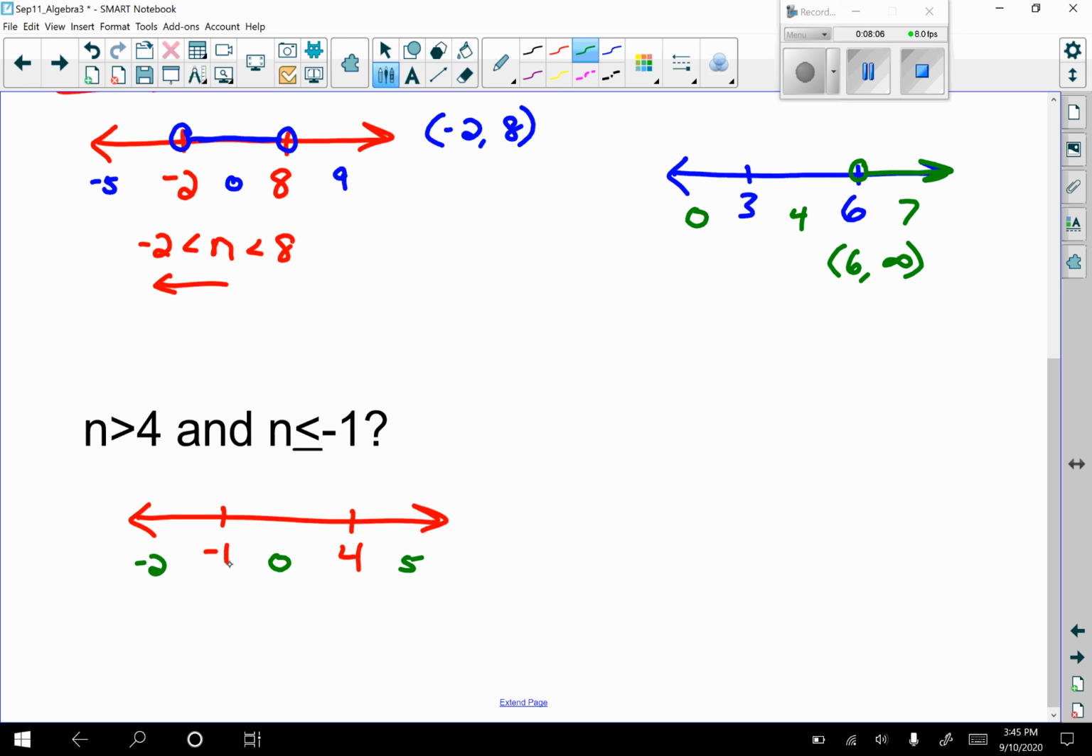So in this case, there is no number that is greater than 4 and less than or equal to -1, because if we're greater than 4, we're over here to the right of the 4. If we're less than -1, we're over here. We have a gap in the middle. We can't be on 2 sides at the same time. So we get no all the way across, which means we have no solution. So again, these are just special cases.